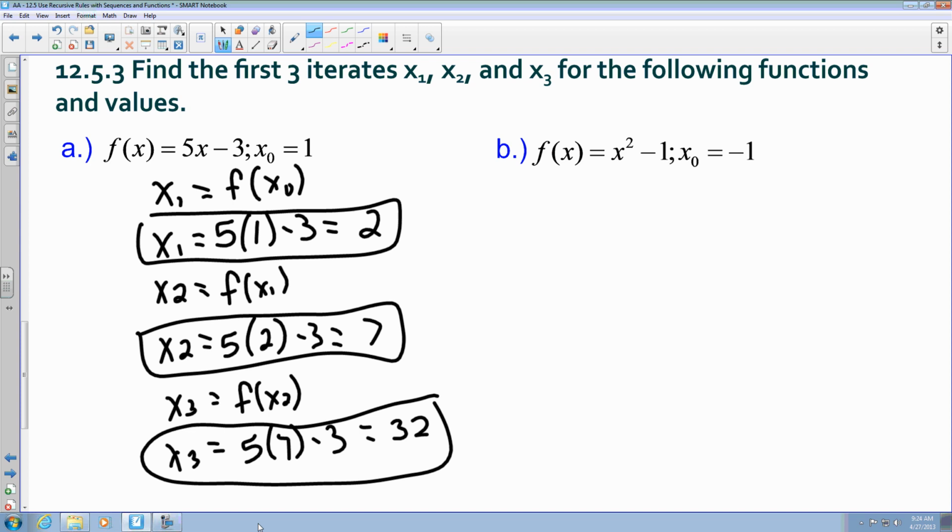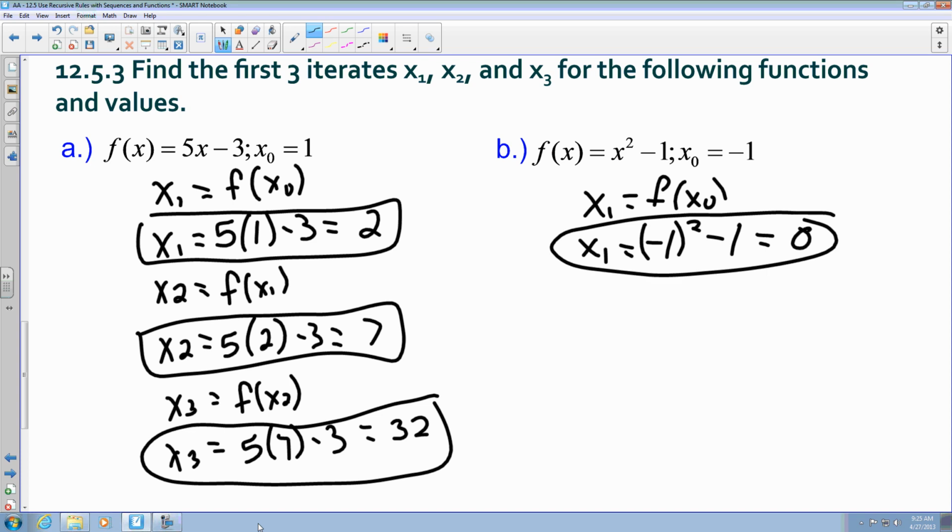If I'm looking for B, they tell us that x naught, or x of 0, is negative 1. So to find x of 1, just like here, I'm going to say f of x of 0. So x of 1 equals negative 1 squared minus 1. Well, that's going to give me positive 1, so this is going to be 1 minus 1, which gives me 0. So then to find x of 2, I have to find the function of x of 1. So x of 2 is going to equal 0 squared minus 1, which gives me negative 1 again.